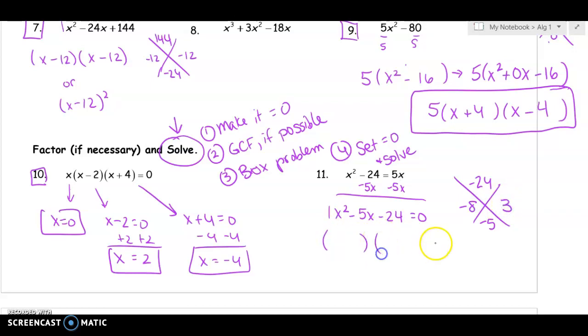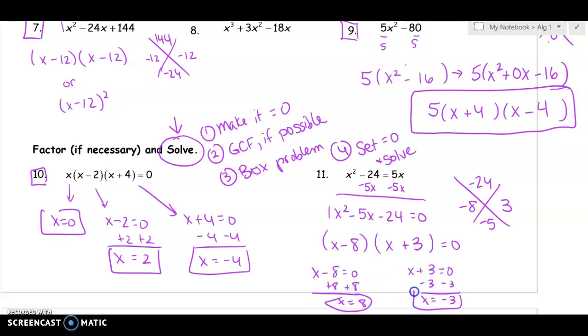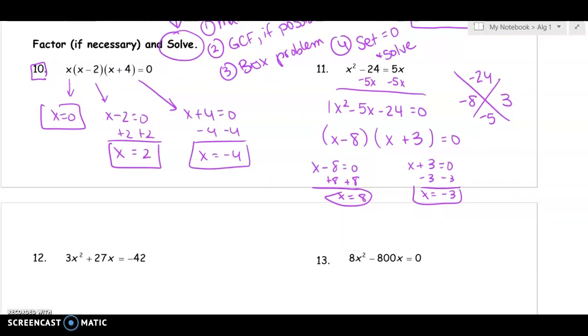So we're going to need two sets of parentheses. X goes at the front of both. -8 means -8. +3 means +3. You're going to set both sets of things equal to 0. All right, and you're going to add 8 to both sides. You get x equals 8. And then -3 on both sides. X equals -3. So you just do your box problem, set it equal to 0, and you're all set.